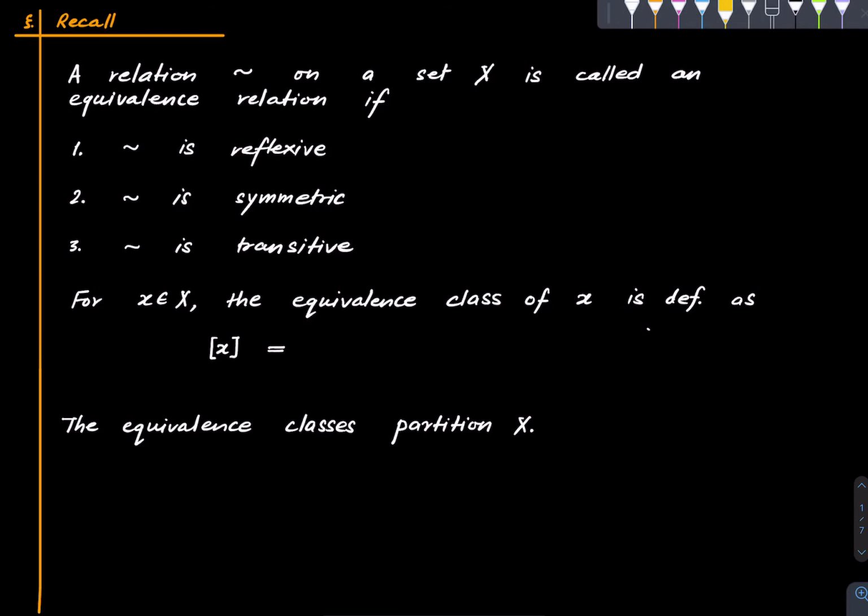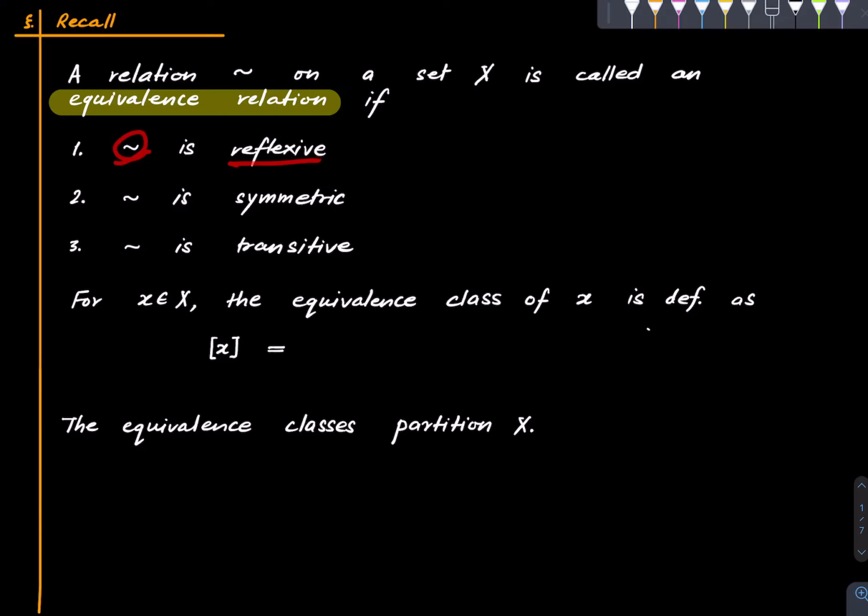In this lecture, we will discuss a very important notion called the notion of congruences. Let us recall one definition that we need in order to understand today's lecture. Given a relation tilde on a set X, we call it an equivalence relation if it has three properties.